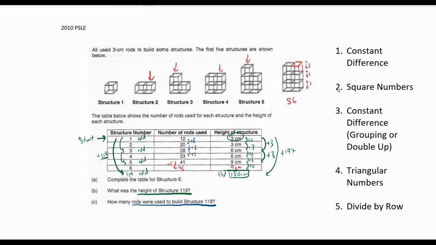It's not constant difference. It's not square numbers. It's not constant difference doubled up. But wait a minute. If we exclude the first figure, then it becomes constant difference doubled up.